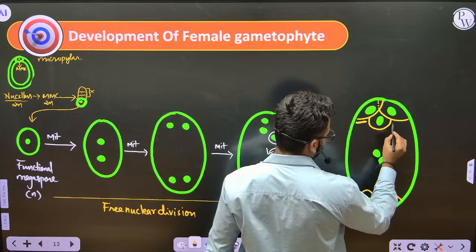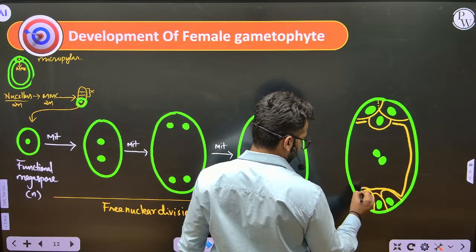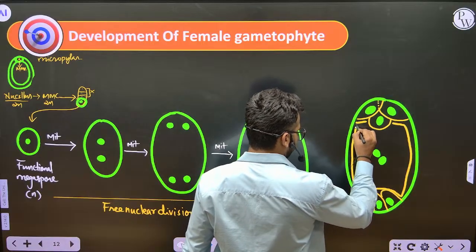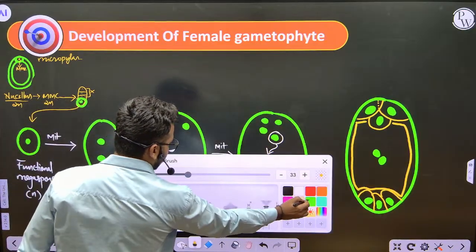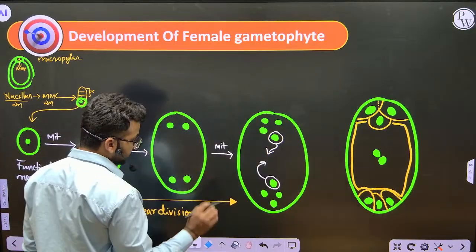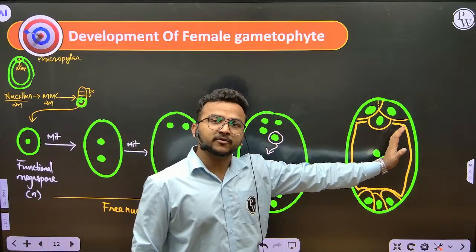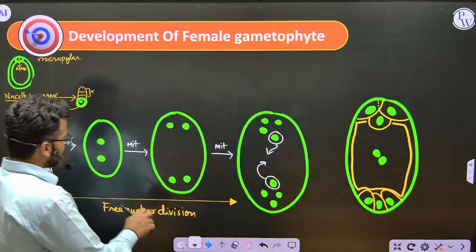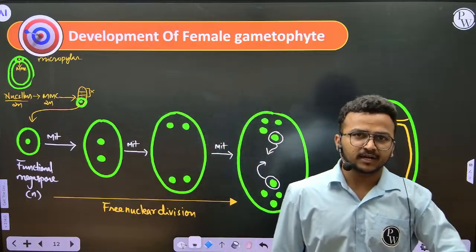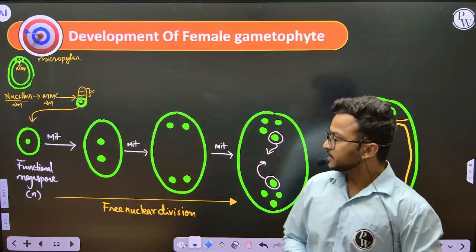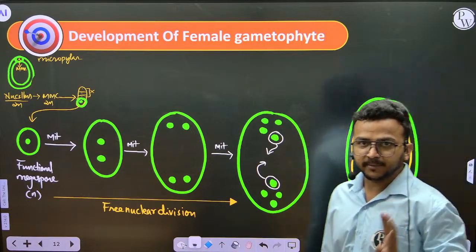This is the large central cell. So that is the large central cell. Now it is time to label. A complete female gametophyte is ready, and the process you are seeing is the development of the female gametophyte, also called embryo sac development. This whole structure we are calling the mature embryo sac.